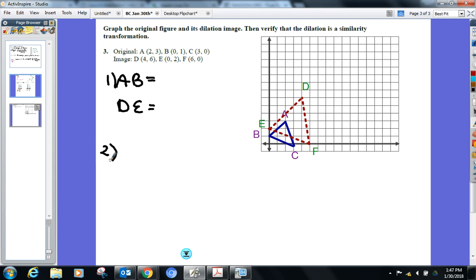Group 2, what do you want? BC and EF. And then, sorry, group 3, you're left with, not that it's a bad thing, but you guys are left with DF and AC. Okay, just do your group's responsibility. I don't need everyone doing 6 distance formulas.